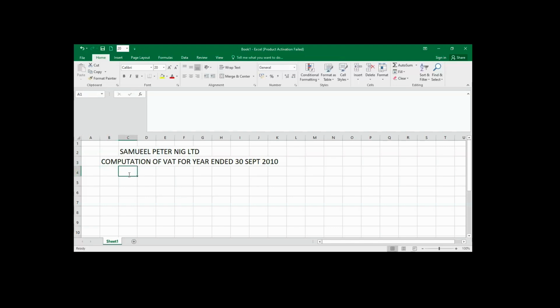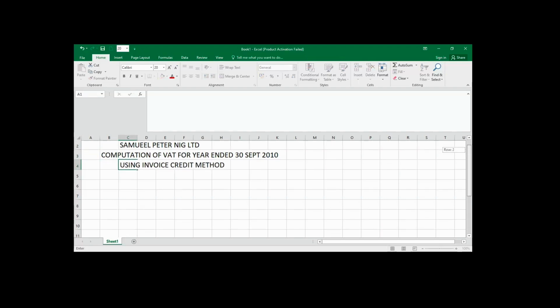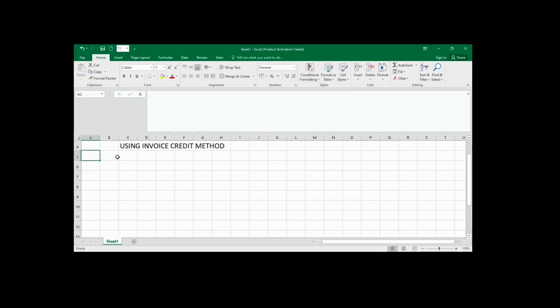The first method we want to use is the invoice credit method. This method can also simply be called the credit method. Under that method, you have to look at your output VAT minus your input VAT. So we look at our output VAT. Output VAT is the VAT that arises as a result of sales.